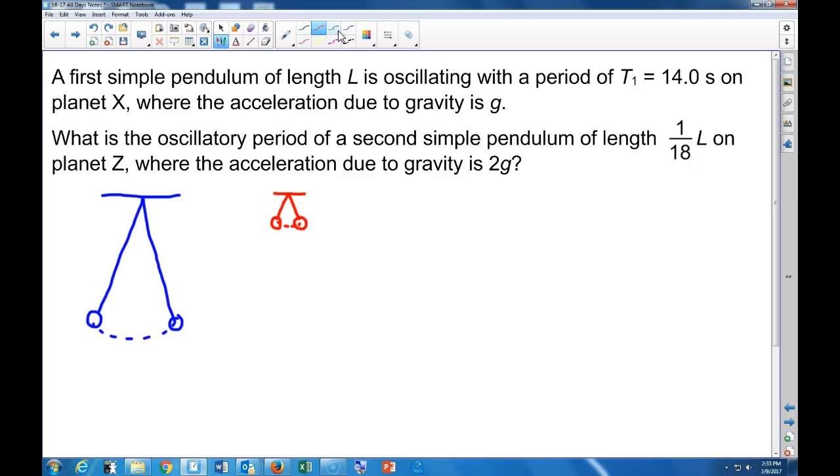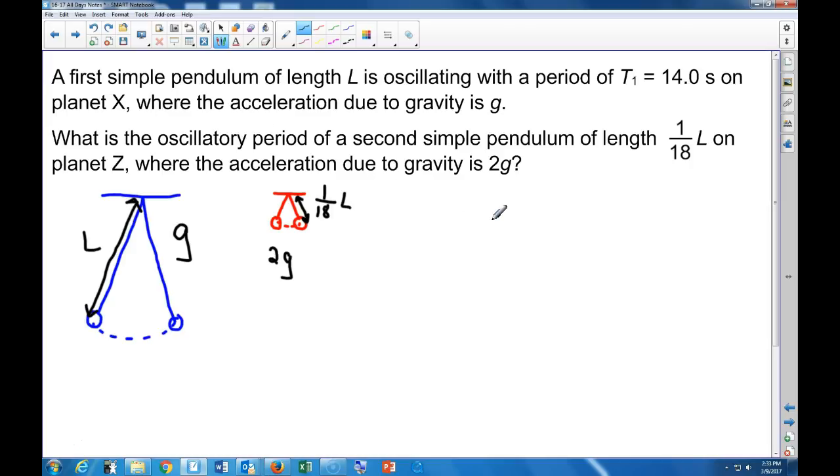All right, well, let's work it out. So the length of this pendulum from the center of the mass of the ball up to the pivot, that is L. And the value of g is just g. And the length of this one is way shorter. Its length is 1/18 of this length. And the g is stronger, so it's 2g.